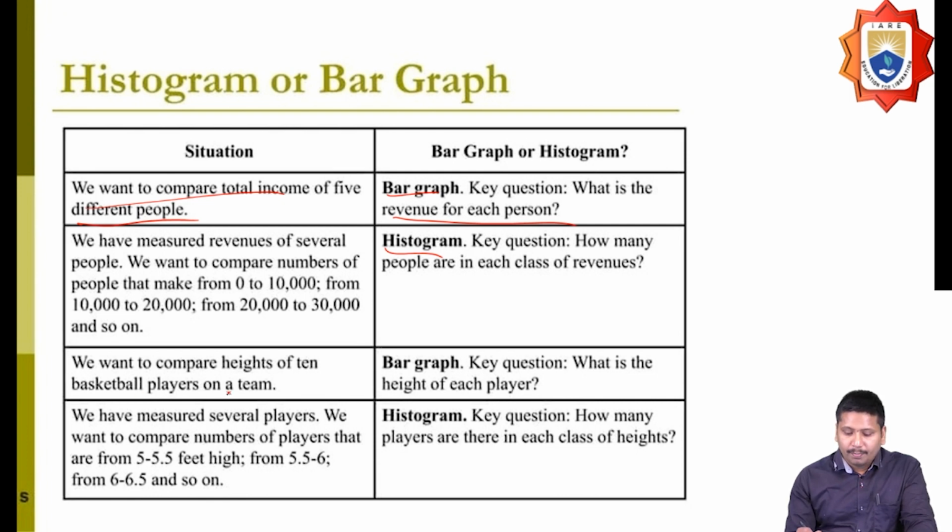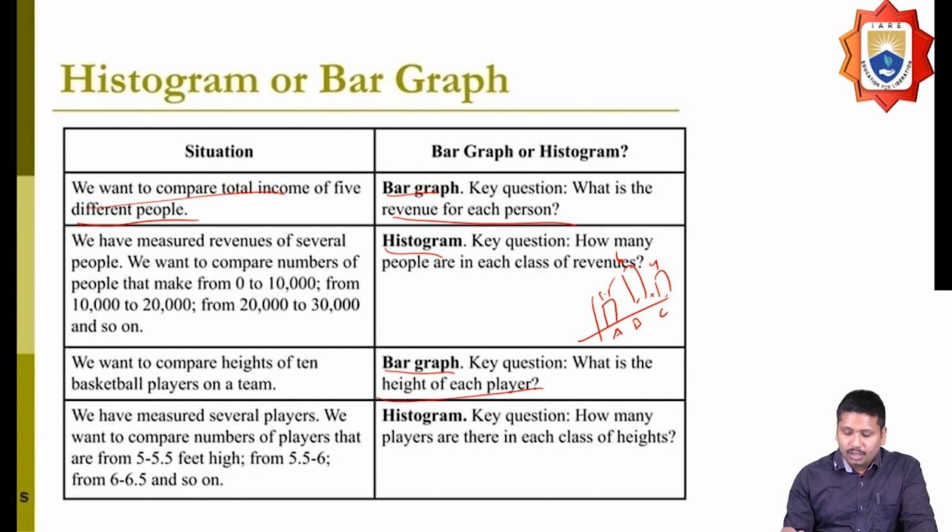Similarly, if I want to compare the heights of 10 basketball players on the team, which is preferred, the histogram or the bar graph? The solution is the bar graph only. I want to know the height of each player. Let it be player A with a height of 5.5, player B with 6, and player C with 4, like this.